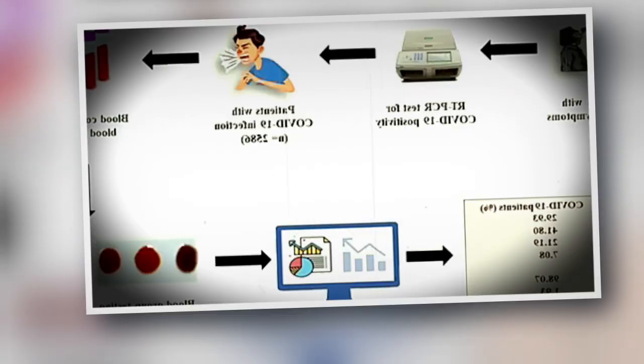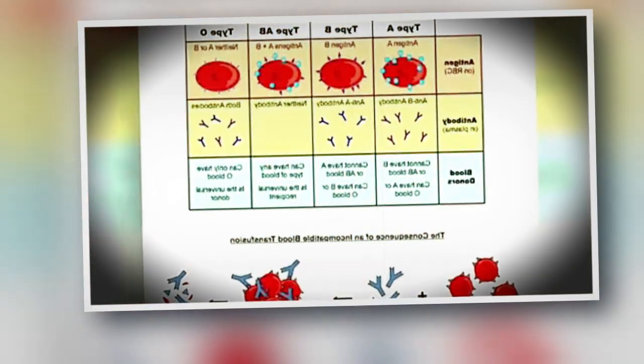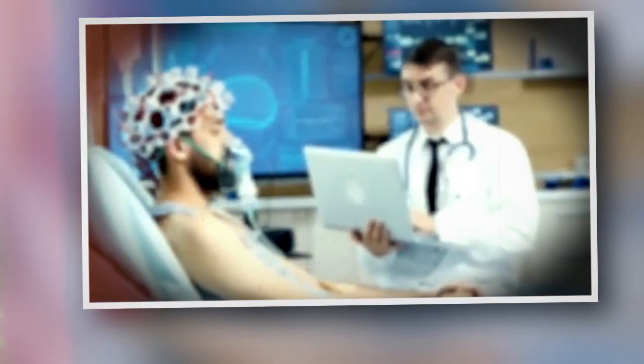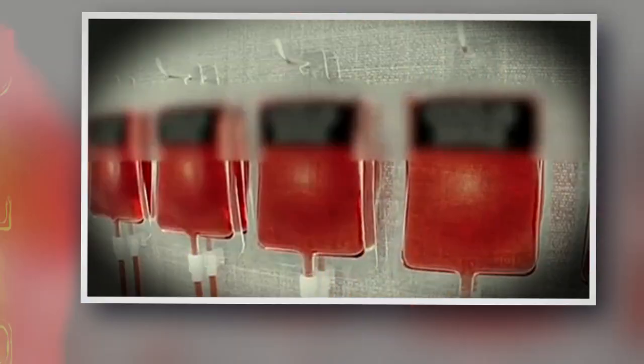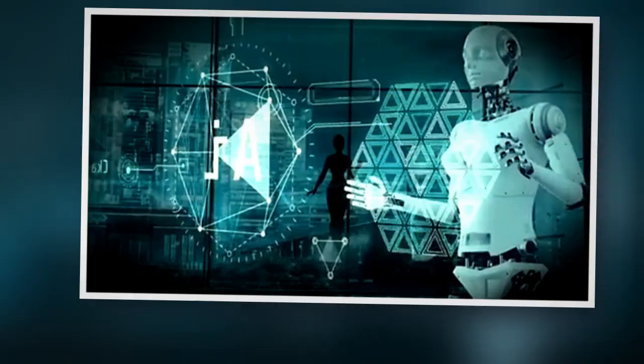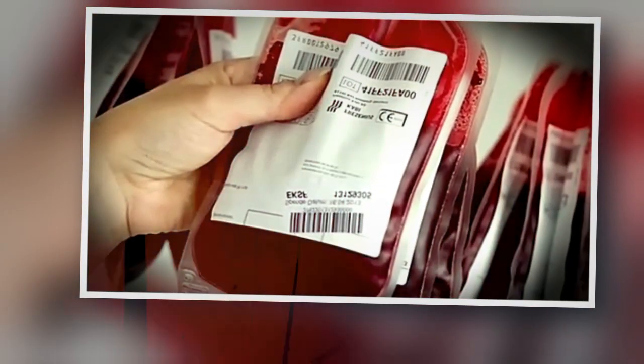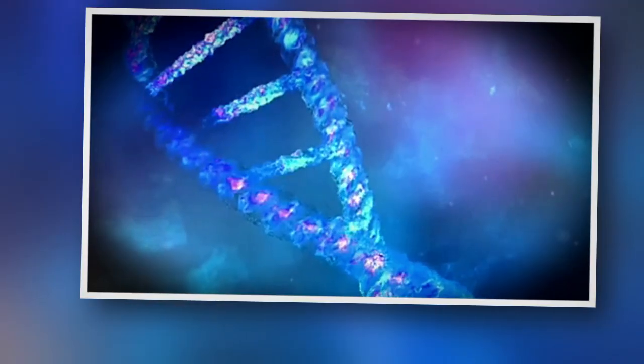Alright, so we know blood type O as the universal donor. But AI is showing us there's a lot more under the hood than we ever suspected. I'm talking about hidden subtypes, evolutionary advantages, and secrets to survival that are rewriting what we thought we knew about this seemingly simple blood type.